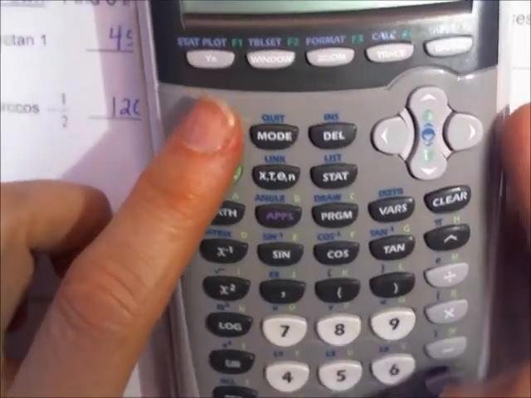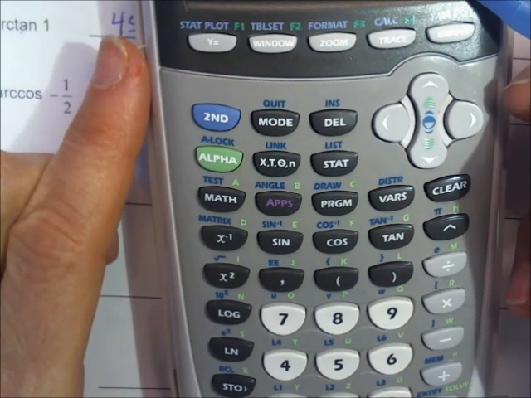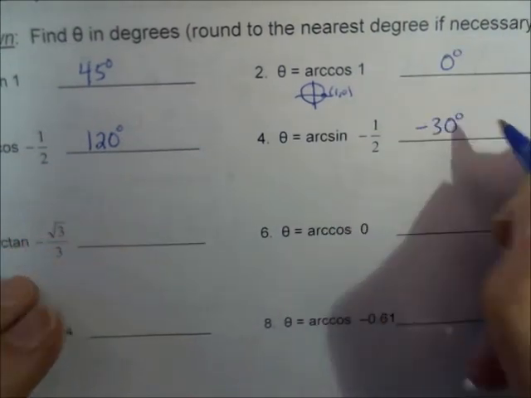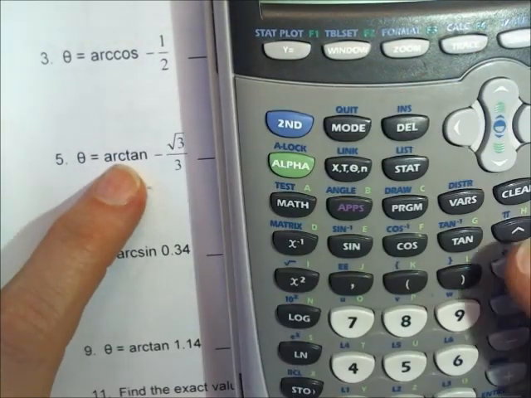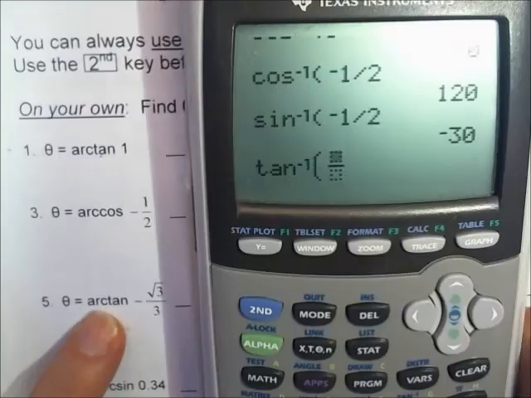Now, if you do arcsine, second sine of -1/2, the calculator will tell you a negative answer, -30 degrees, and that's right, because your calculator's right as long as you put it in right. And the arctan, second tan, and I'll use my fraction button on this because I was given a fraction.